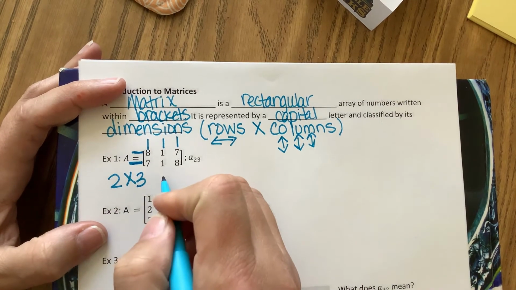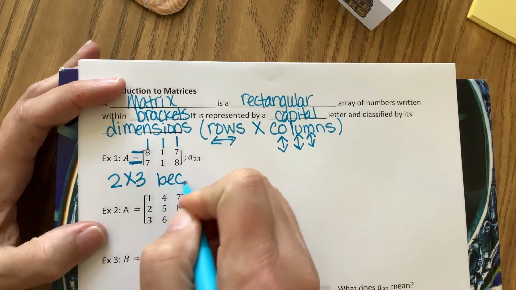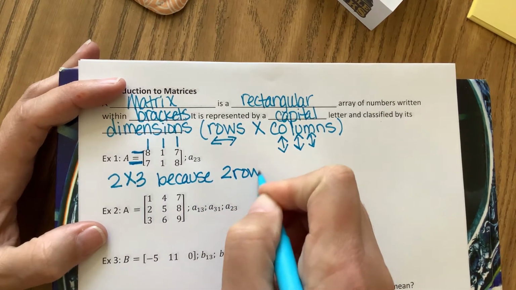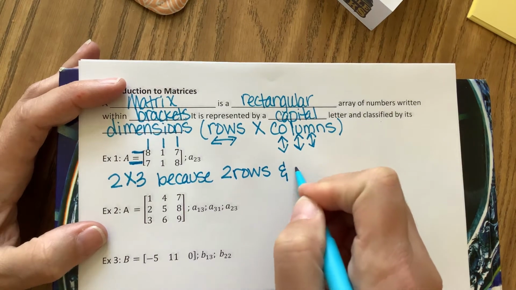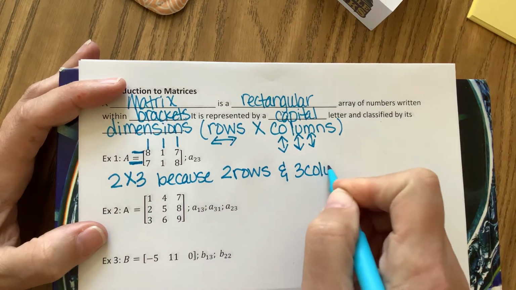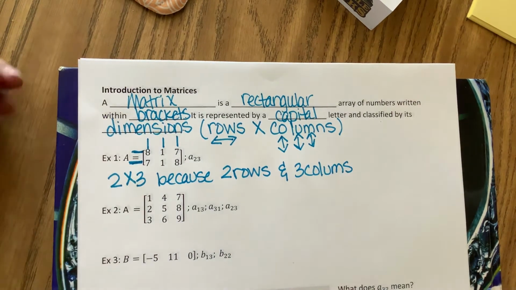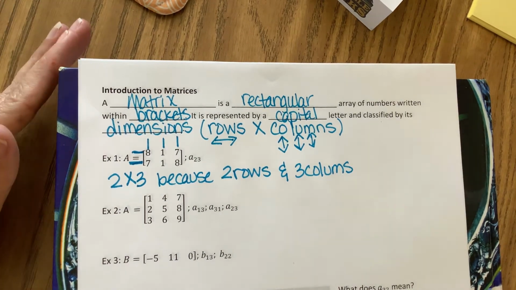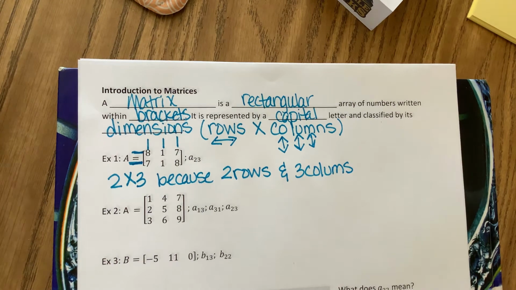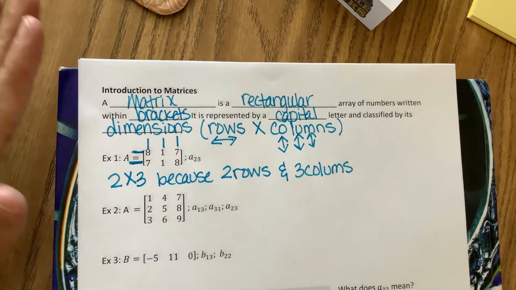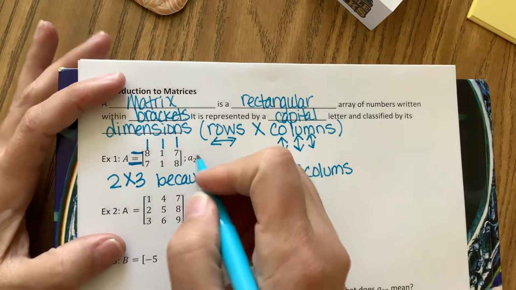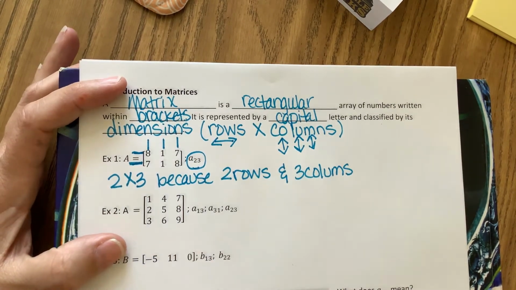It's a 2x3 matrix because there's two rows and three columns. When we write dimensions, we always write it rows and then columns. It's just a rule. Now let's talk about this little A23 that's here.